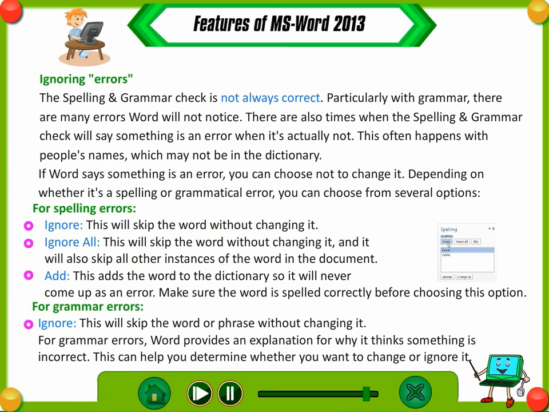For grammar errors: Ignore. This will skip the word or phrase without changing it. For grammar errors, Word provides an explanation for why it thinks something is incorrect. This can help you determine whether you want to change or ignore it.